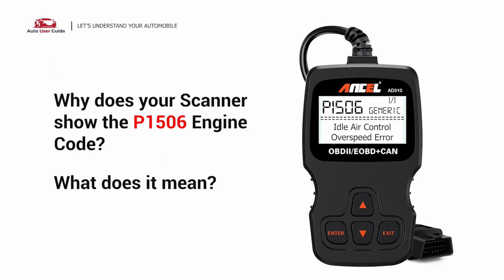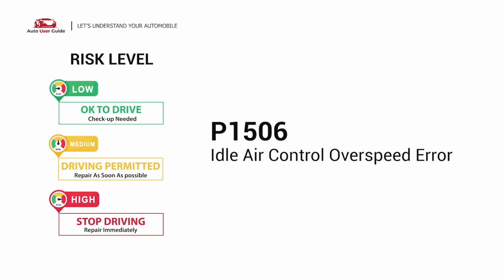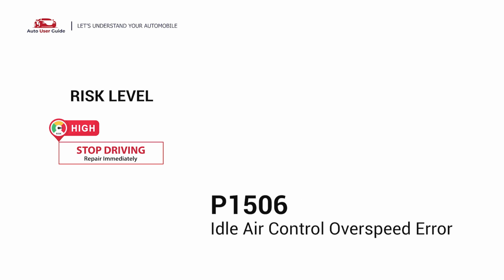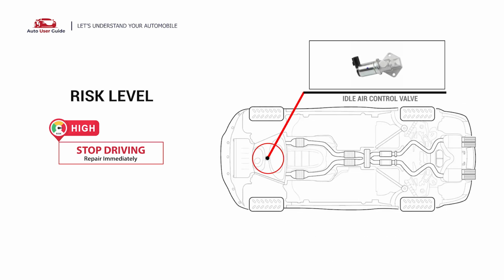Why does your scanner show the P1506 engine code? What does it mean? P1506 is a diagnostic trouble code for idle air control overspeed error. This engine code indicates that the PCM has detected an engine idle speed that is out of the specifications set by the manufacturer. Under this circumstance, stop driving and repair your vehicle immediately.